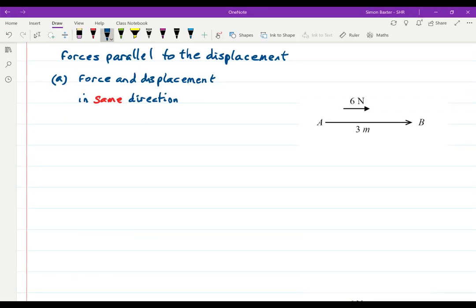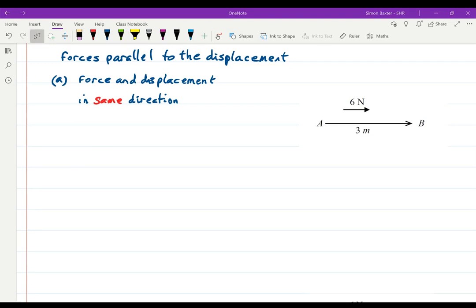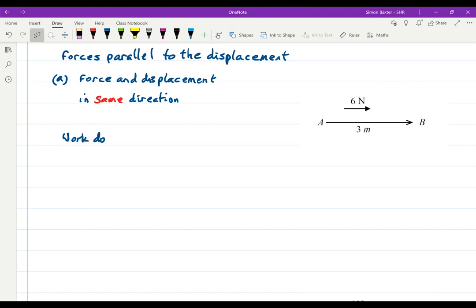Let's see what happens when we have a force which is parallel to the displacement. There are two possibilities. The first one is where we have a force in that direction and the displacement in the same direction. Force of 6 towards the right and a displacement towards the right. In this case, our work done is force times displacement in the direction of the force, which is 6 times 3, which is 18 joules.